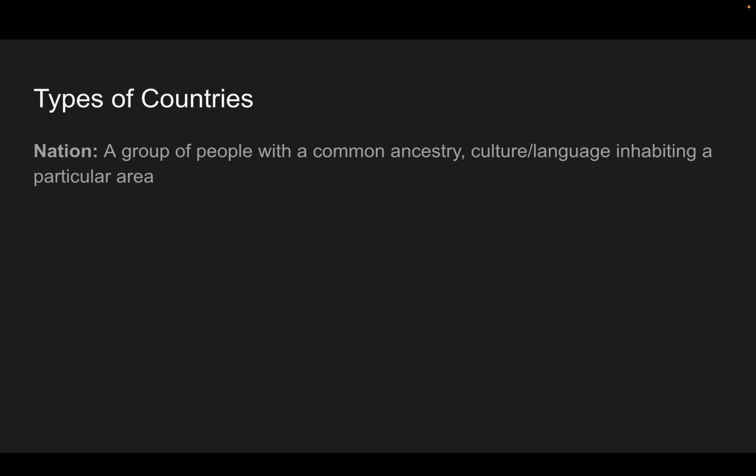Okay, so often we use the word nation to mean the same thing as a country, and that's not necessarily the case. If you think of "one nation under God," we throw around the word nation. Nation just refers to a group of people with a common ancestry, culture, or language that inhabit a particular area. So the U.S. really isn't a nation, and we'll get into what we are. Examples would be the Cherokee Nation, the Navajo Nation, the Kurds. Some nations do have a country, and we'll talk about what that is called in a moment, but many do not.